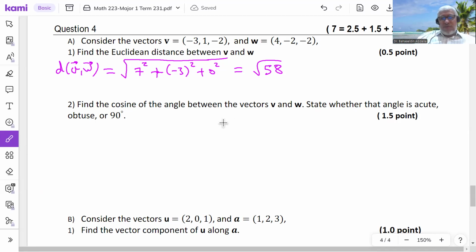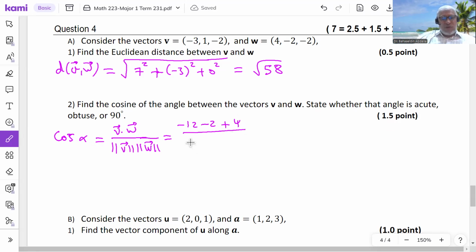Find the cosine of the angle between the vectors v and w. State whether that angle is acute or obtuse or 90 degrees. The cosine of the angle, let us call it alpha. By formula, it is v dot w, the inner product, over the norm of v times the norm of w. The inner product, we multiply negative 3 times 4, that's negative 12, plus 1 times negative 2, plus negative 2 times negative 2. This is called the inner product between two vectors.